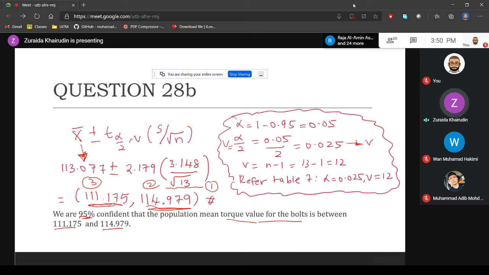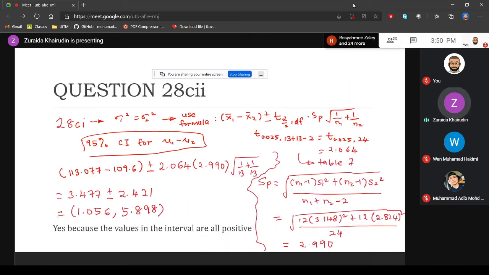So for 28 C2, this will be your answer. You are going to use this formula: X bar 1 minus X bar 2, the confidence interval of the difference between two population means.